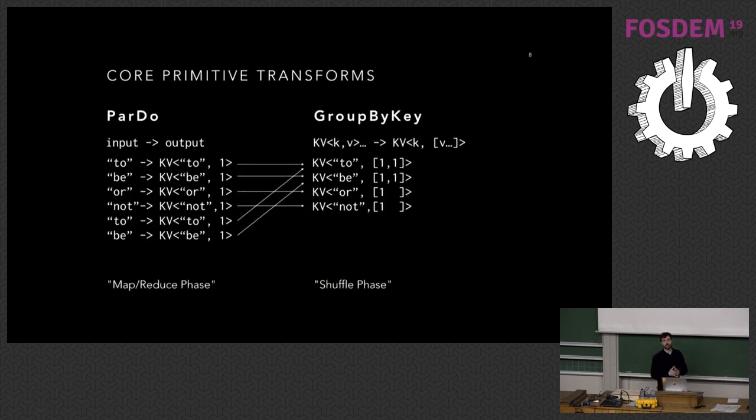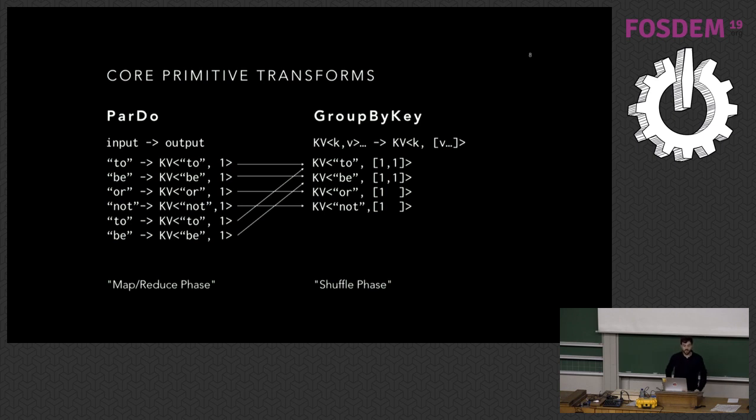Of course, because this is a big data framework, we have to do a little word count. For those of you who don't know word count, you have a list of words, like to be or not to be, and you try to count how often a unique, distinct word appears in that list.